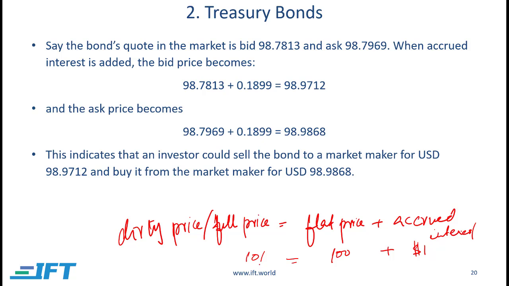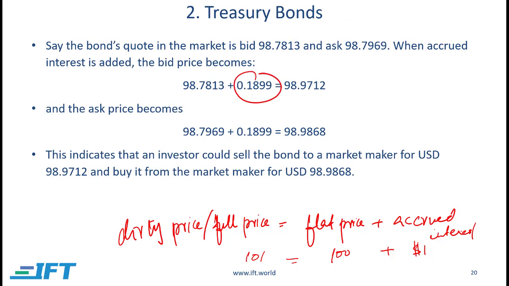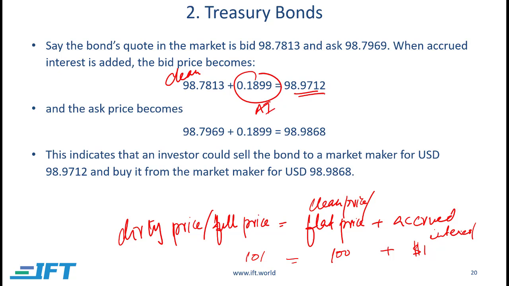Right? But in this example, we calculated the accrued interest to be 0.18. So now you can take that 0.18, add it to the flat price. Also, by the way, this is called the clean price or flat price, and this is the dirty or full price. So you take the clean price and you add the accrued interest, and you get the full price. And you can do that for both the bid and the ask, and you get your full price bid and ask. Right?